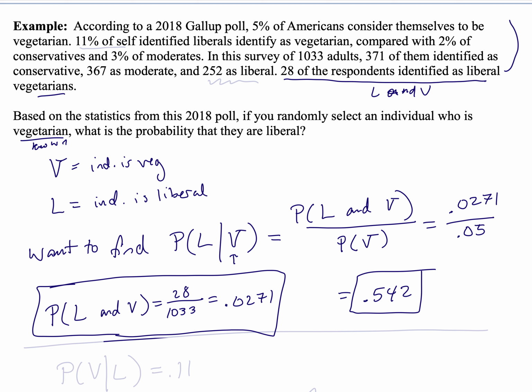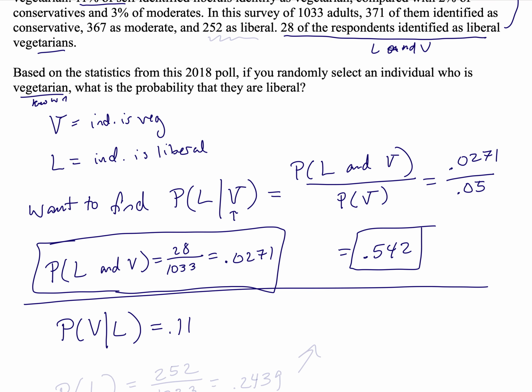Let's take a look at a couple other pieces of information here, because there was a lot of info and you might have wondered, what numbers do I use and what don't I use? Another piece of information is, for example, 11% of self-identified liberals identify as vegetarian. What does that correspond to? That is actually the probability that somebody is vegetarian given that they're liberal. So among those people who are liberal, 11% or 0.11 were also vegetarian. So that's what that 11% corresponds to.